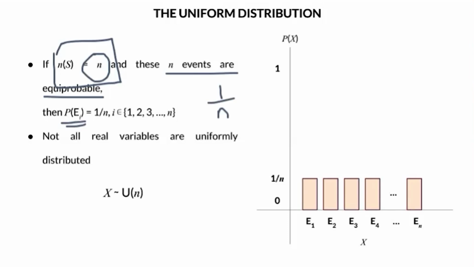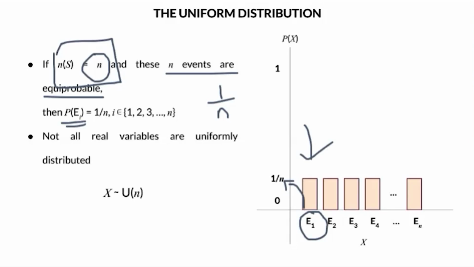That's it. If I have 2 events, then it's 1 by 2, heads and tails. If I have 6 events, then it's 1 by 6, rolling a die, 1, 2, 3, 4, 5, 6, 1 by 6. If I have 52 events, like the shuffled deck of cards that we discussed, then it's 1 by 52, right? So many of these things are uniformly distributed. And of course, this is what your distribution is going to look like. This is your probability mass function. Each of these events, E1, E2, E3, is mapped to the value 1 by n.